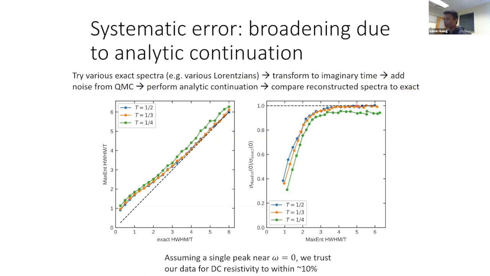So on the left here, I plotted the half width, half maximum in units of temperature for the exact spectra versus the reconstructed spectra after doing maximum entropy. These are adding noise from various different temperatures. You can see that the straight line is the ideal result, where the width of the peak does not change at all after this reconstruction procedure. And you can see that that's roughly satisfied if you start out with an exact spectra that is broader than roughly 2 or 3 times temperature.